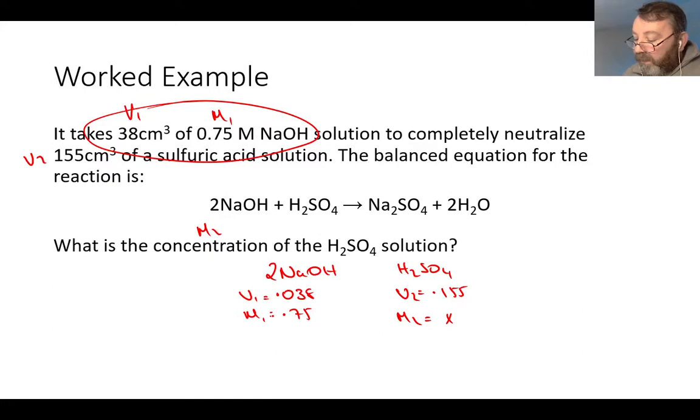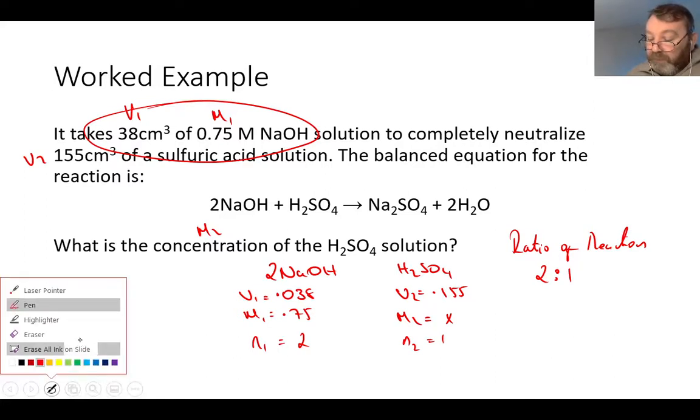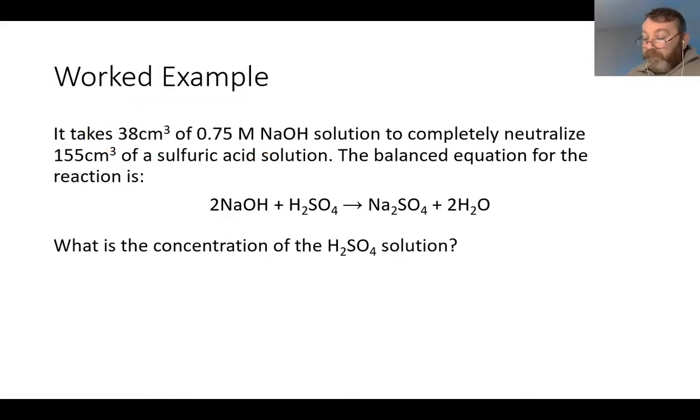Now, before we do anything else, check the ratio of reaction. Because the ratio of reaction, in this case, and you can see it very clearly, is 2:1. See that? So therefore, you do have to use N1 and N2. They have to be used in this calculation. So now we've got V1, M1, N1, V2, M2, and N2. So all we've got to do now is bring those figures up.